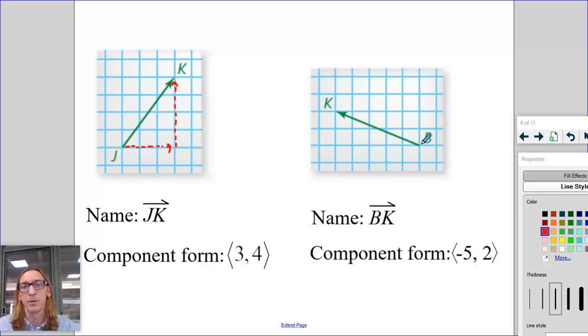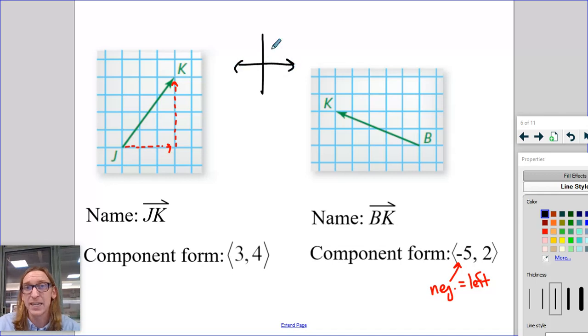Notice this vector here moving to the left. So when I look at its horizontal component, that horizontal component is negative. And that negative means that this vector is traveling to the left instead of to the right. Think about your XY axis from back in your algebraic days. To the left is the negative x direction. That's why this horizontal component is negative.